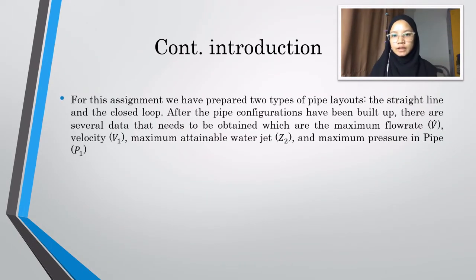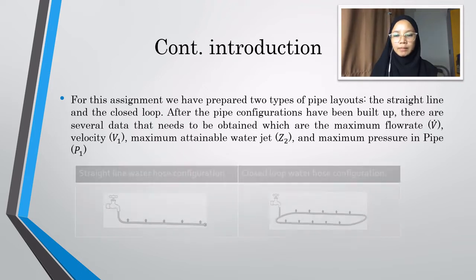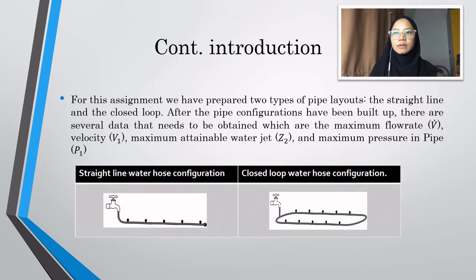Based on the assignment given, we then prepared two types of pipe layouts, which are the straight line and the closed loop. After we have built up the pipe configurations, there are several data that need to be obtained, which are the velocity, maximum attainable water jet, and lastly, the maximum pressure in pipe. As you can see on the table below, the straight line water hose configuration is on the first column, and the closed loop water hose configuration is on the second column. Now, I will pass to Izani to continue the presentation.